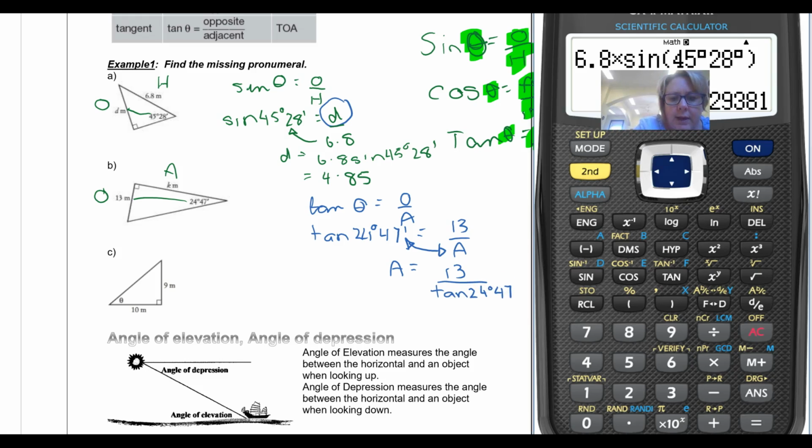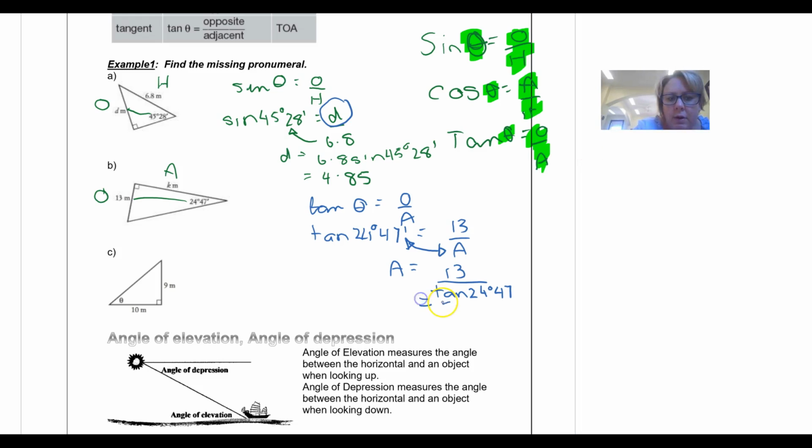So we get out our calculator again. 13 divided by, oops, too many divided bys. Tan 24 degrees 47 minutes. And I get 28.15. We'll just call it 28.